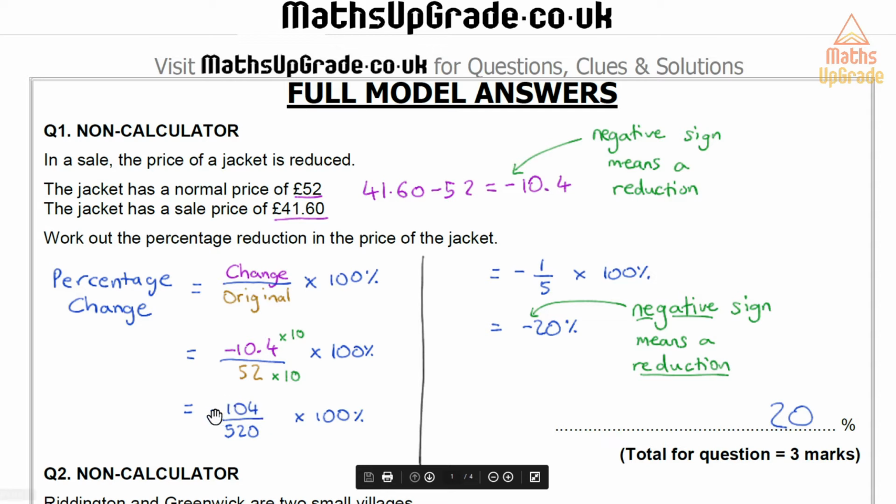If you're not sure why that is, you can divide the top and bottom by 2 and keep dividing by a common factor until you get 1/5. So this is 1/5 times 100%. A fifth of 100% is the same as 100% divided by 5, which is 20%. I've left the negative sign in here just to show you it's a reduction. The answer is actually just 20%. We don't put the negative sign in the solution line. The entire question there is worth 3 marks.